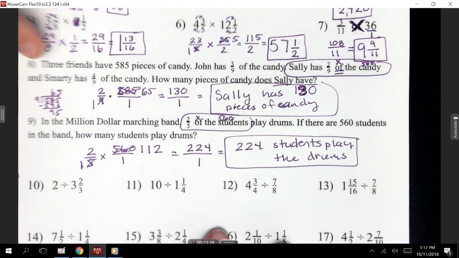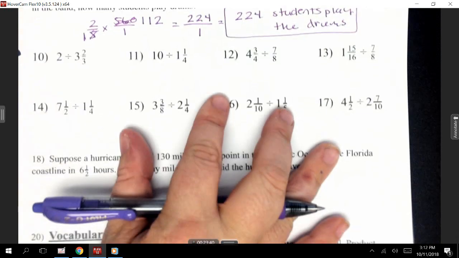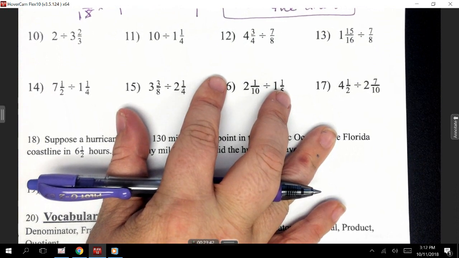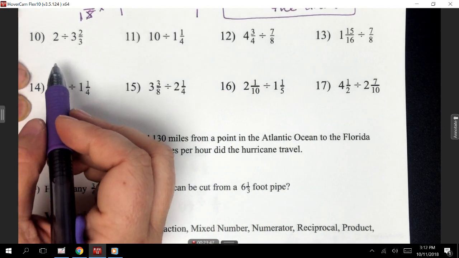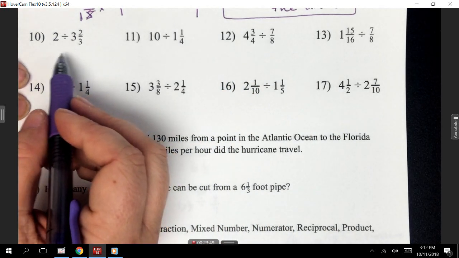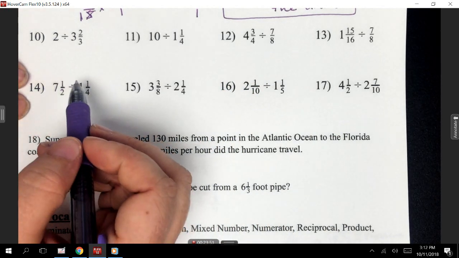All right, numbers 10 through 17. This is the new stuff that we were doing this week with dividing. All right, but fortunately, the steps are pretty much the same. We still need to make them improper. Then we're going to have one different step of keep, change, flip, and then we continue working it the same way.